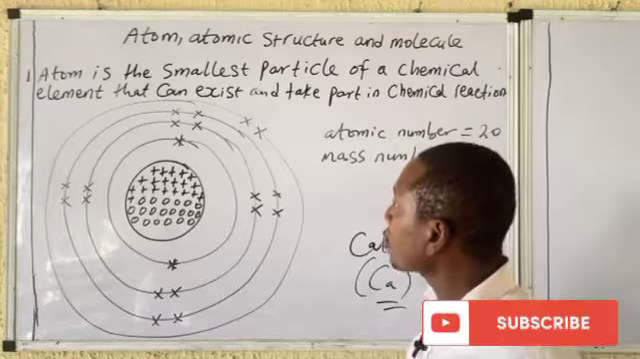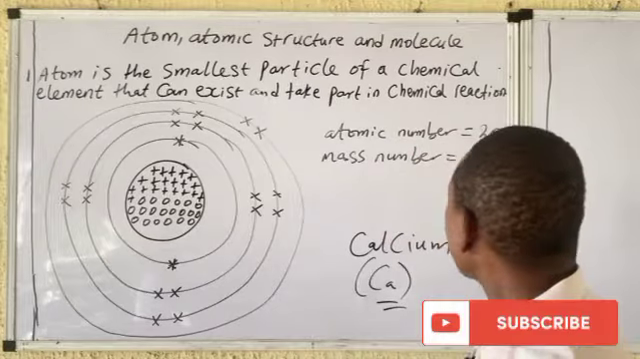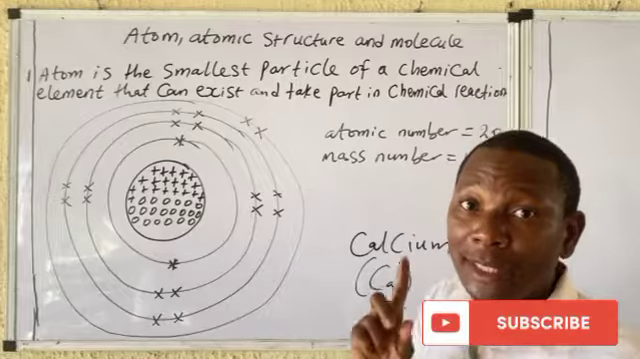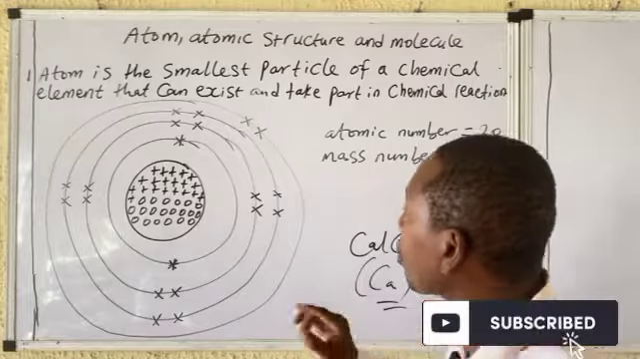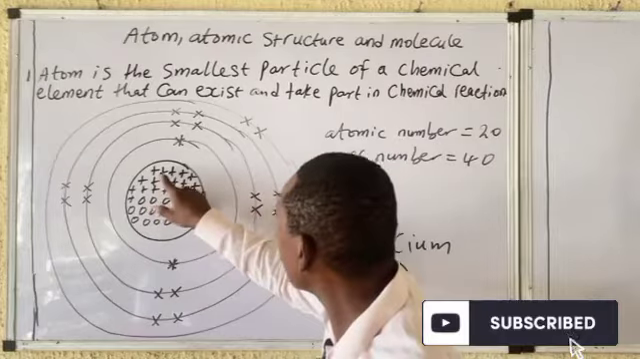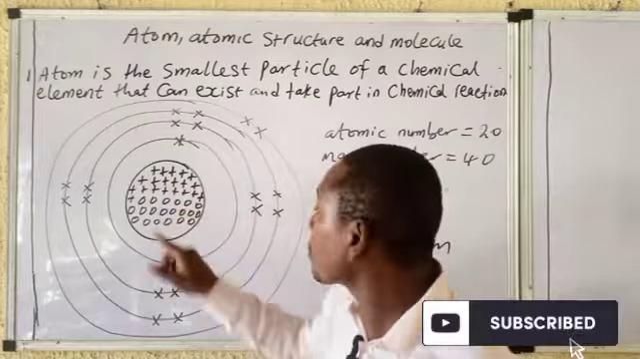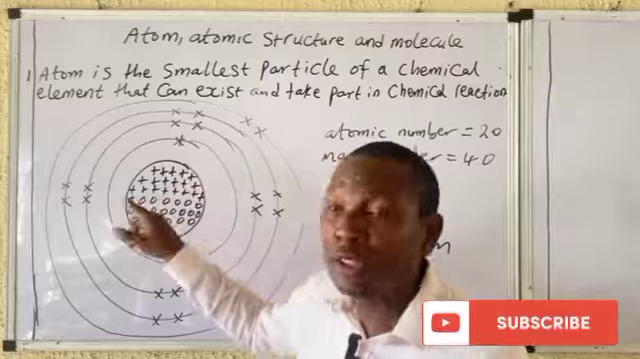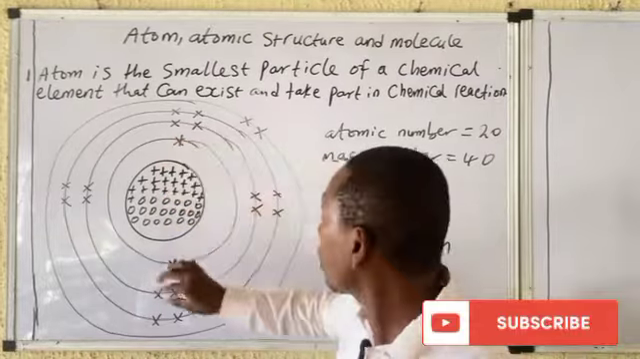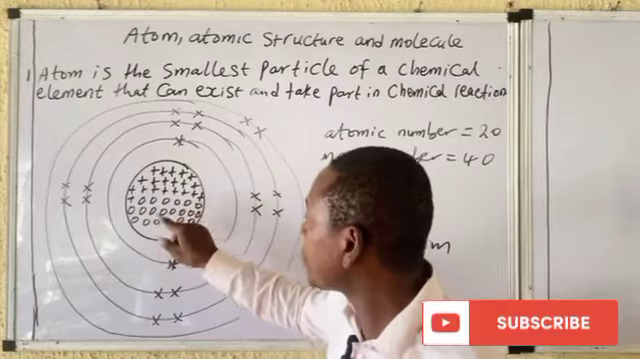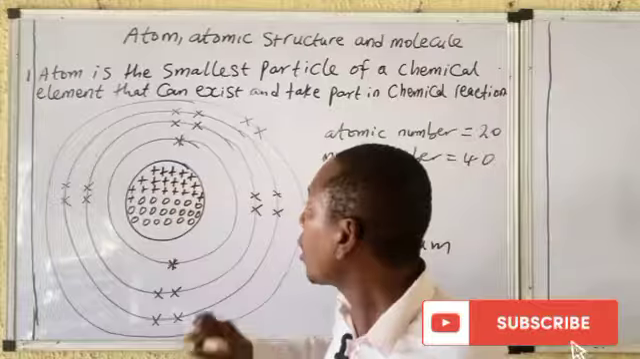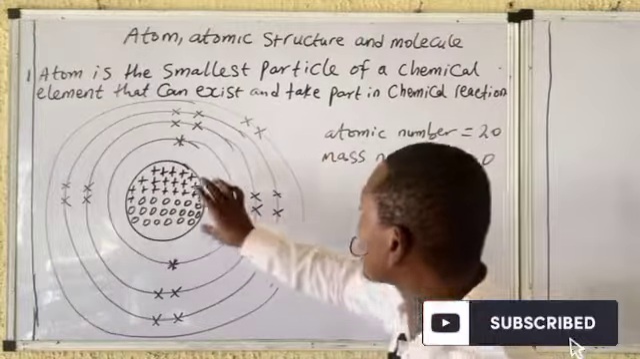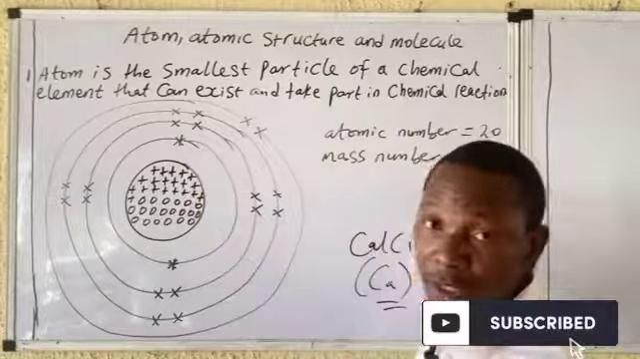Okay, so calcium has atomic number 20. It is number 20 in the periodic table. If you count the number of protons inside, it is 20. Sometimes we could just use P equals 20, meaning we have 20 protons in the nucleus, and N equals 20, meaning we have 20 neutrons. Now, atomic number is 20, and mass number is this plus this, which is 40.